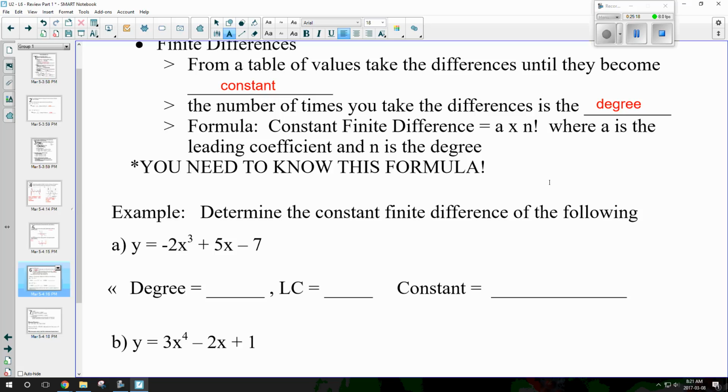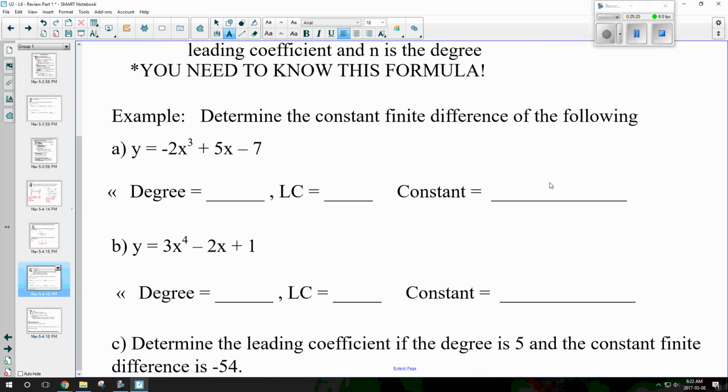So let's take a look at some examples that I might ask in terms of asking you to calculate for finite differences. So for this one here, you're asked to determine what the constant finite difference is of the following. So you have this equation. So we need to figure out what the degree is first. So our degree here, we look for our highest exponent, which in this case is a 3. So we know we have a degree of 3. So we know that we would have to take the third difference to get our constant finite differences.